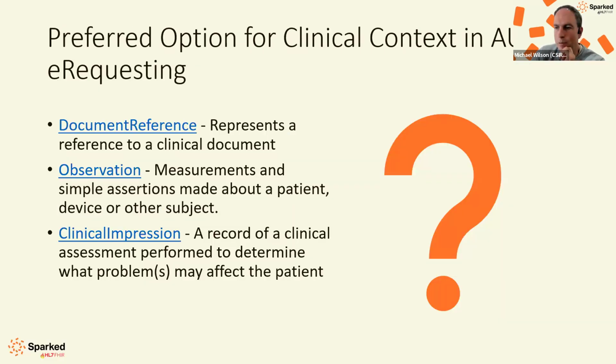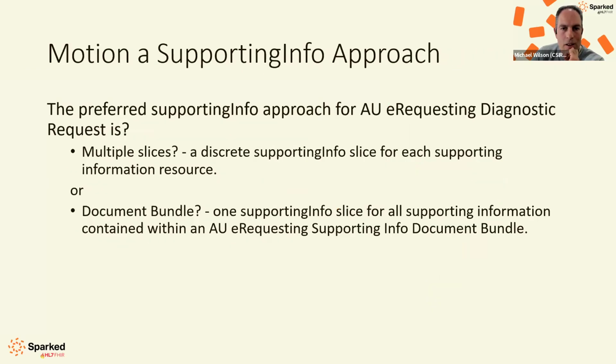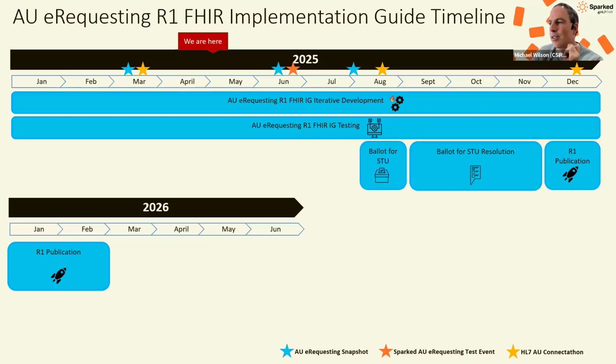Just noting that we've only got 5 minutes, I'm going to jump ahead to the next item, ballot for comment. So we are getting close to ballot for comment. Sorry, ballot for working standard. The ballot for working standard will go out in August. So this will be for our R1 publication of eRequesting. Between now and then, we don't have much time to get any remaining content in the IG.